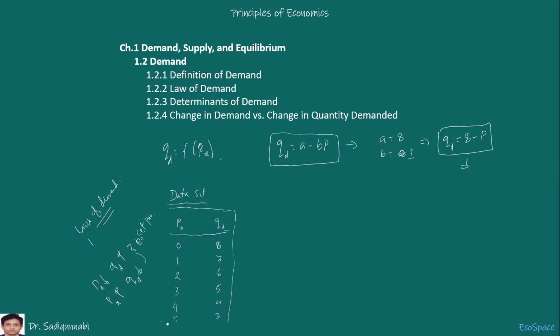Okay. Now, this is our data set, so this is the table. You can write up to 8. Why do I say up to 8? Because when P is 9, then what happens? It will be negative. Quantity cannot be negative. That's why I said up to 8. So this data set is called a demand schedule.